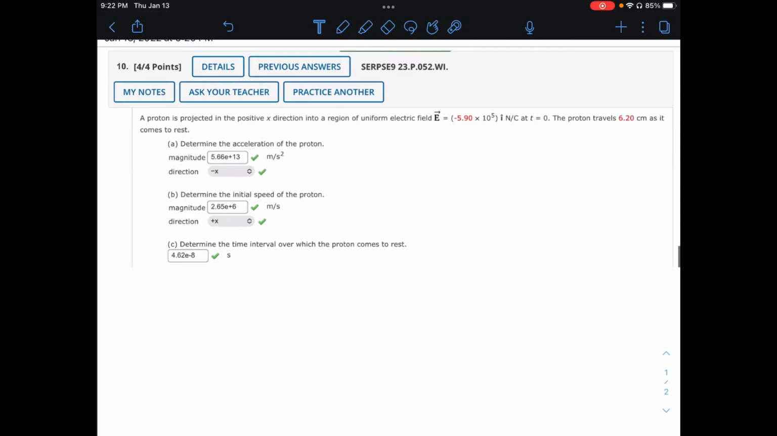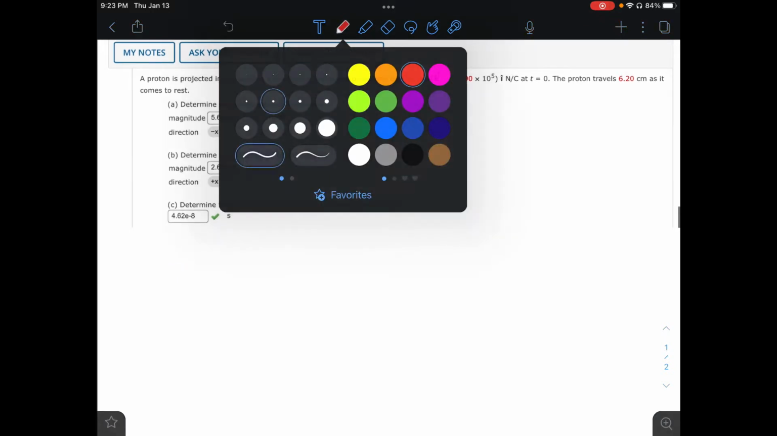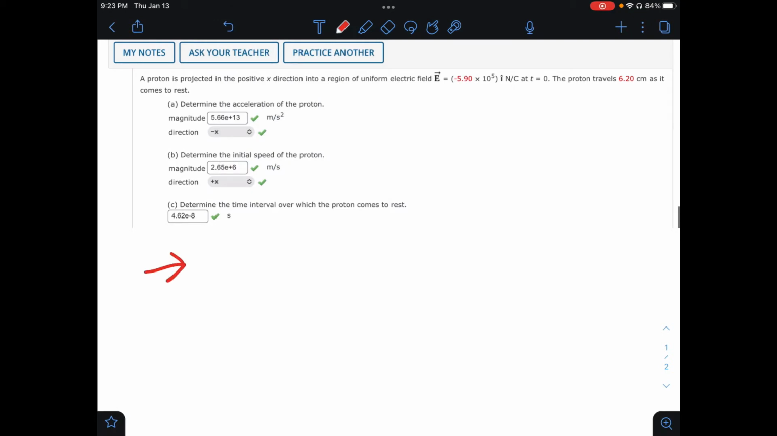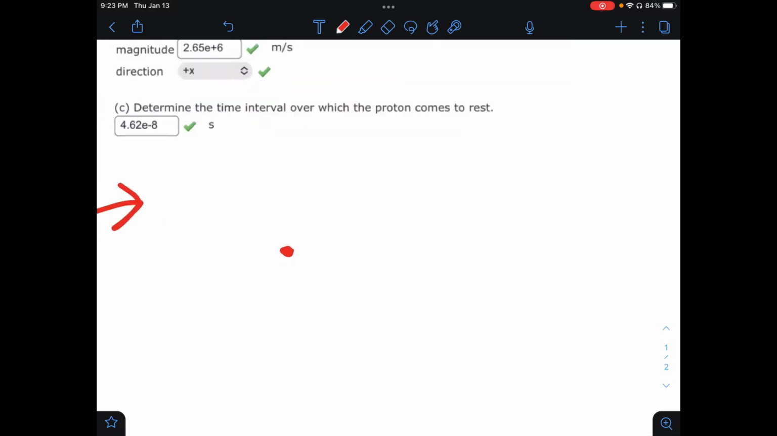Okay, so I'm going to start off with a free body force diagram. The proton is projected in the positive x direction, so it's initially going this way. Now it travels 6.2 centimeters as it comes to rest. So we have our little charge, and it's moving this way initially.